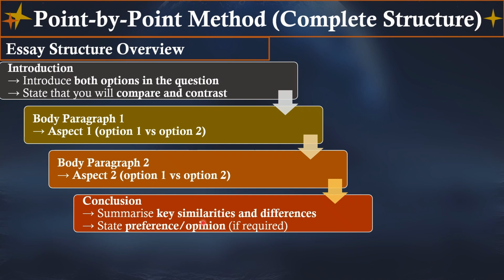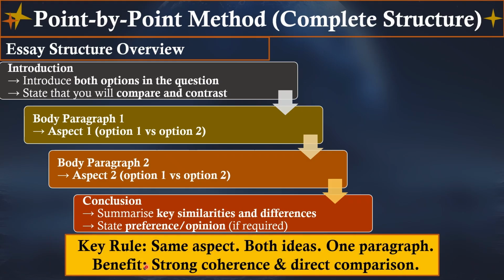Finally, the conclusion summarizes the main similarities and differences and gives your preference if the question asks for it. This structure helps maintain strong coherence because the reader can immediately see how one idea relates to the other. For IELTS, this kind of paragraph control is very important.